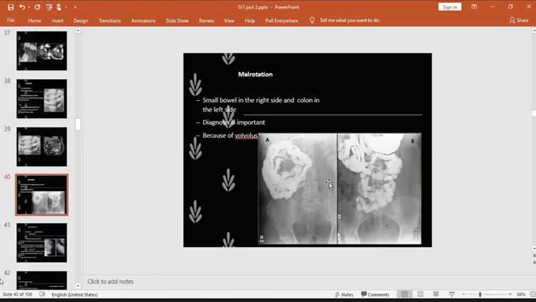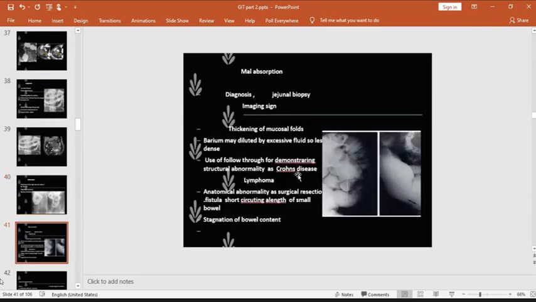Malrotation. If you look at this, the small bowel is located to the right side, and located to the left side, as a result of the volvulus.